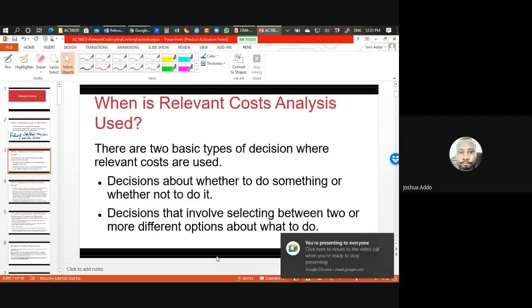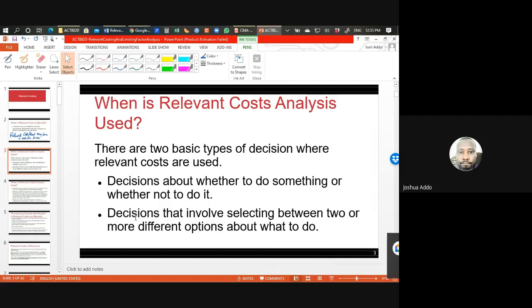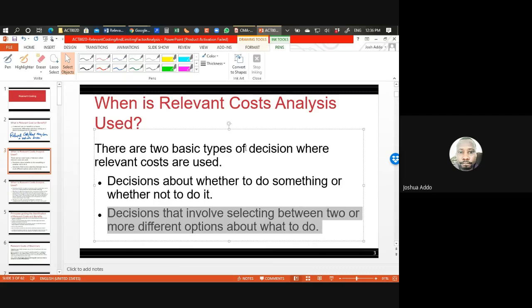Dorothy's illustration fits the second type of decisions where we employ relevant costing. Decisions that involve selecting between two or more different options about what to do. Now, Dorothy is contemplating whether to use the money to buy the pens or to use the same money going into some other venture. That is the second type of decisions. And we do most of these things every day in life.